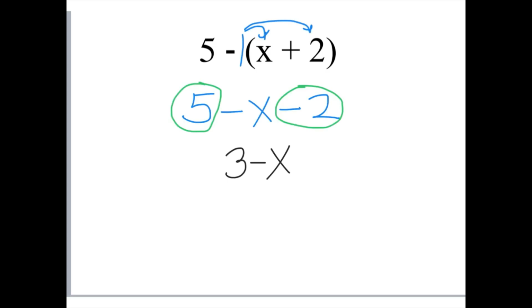Okay, here we go. Here's the answer. Is this what you got? If not, check my answer with your work and see how we did it. I do have to tell you, there is another way to write this. If you wanted to put the x first, you could have put a negative x and then plus 3.